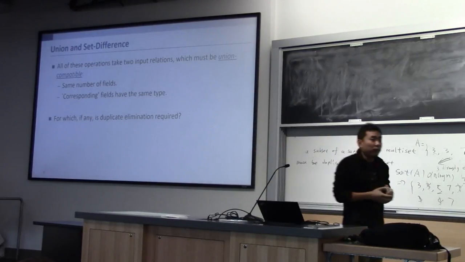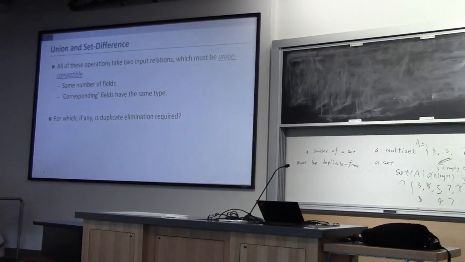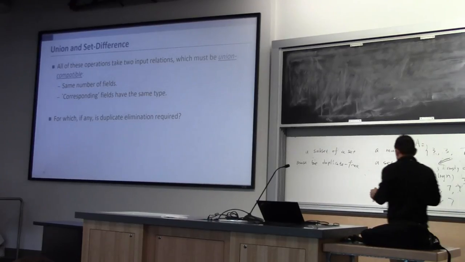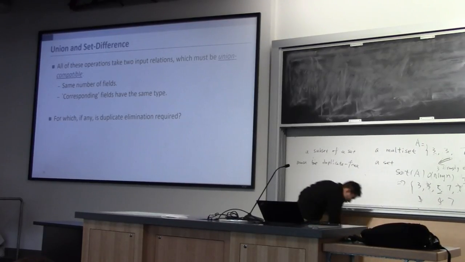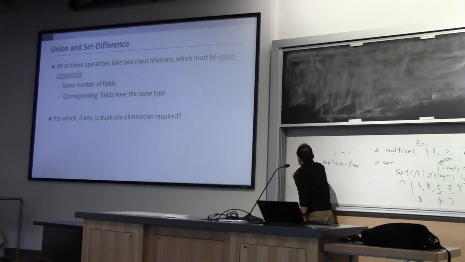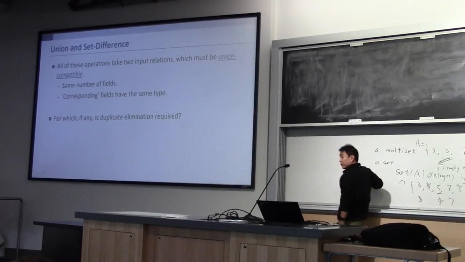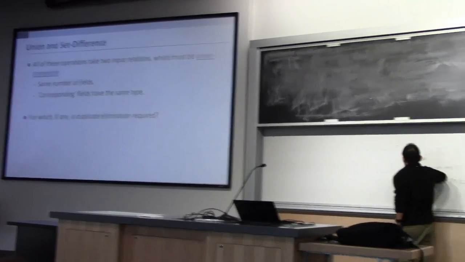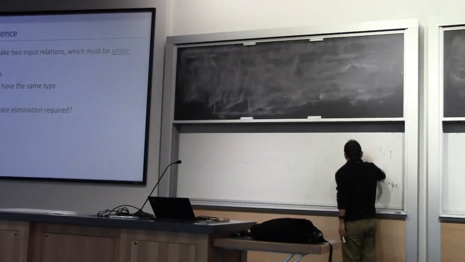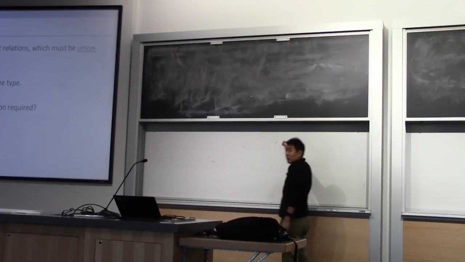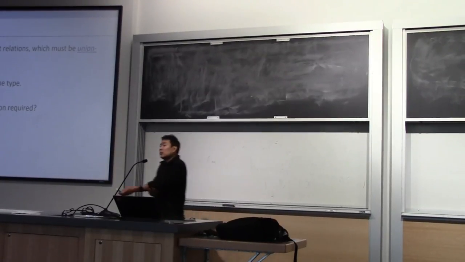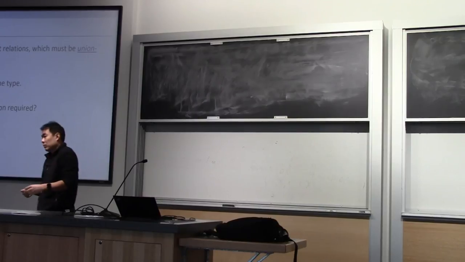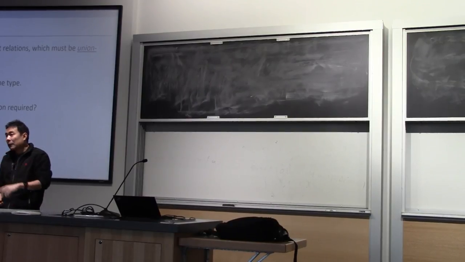For which, if any, is duplicate elimination required? Union. Why? If you have duplicates in both sets. So you said union, you need to worry about duplicate elimination. What about set difference? Do you need to worry about duplicate elimination for that? No? Okay. Why? Can you argue why? In set difference, I don't think you have to, because you eliminate the difference, right?